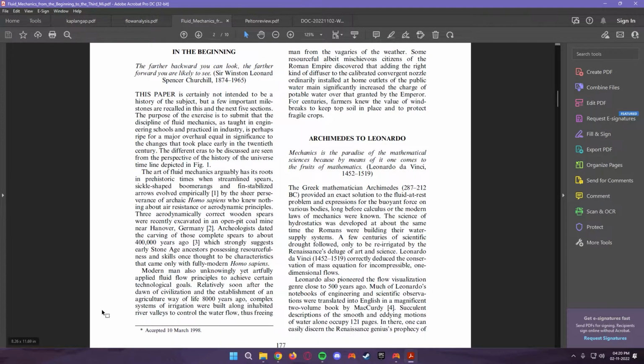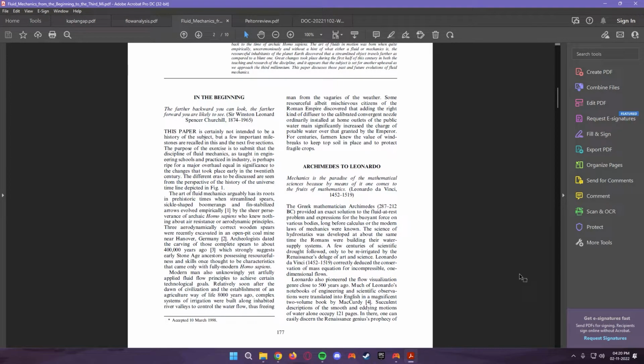The art of fluid mechanics arguably has its roots in prehistoric times, when streamlined spears, sickle-shaped boomerangs, and fin-stabilized arrows evolved empirically. Here modern man also unknowingly yet artfully applied fluid flow principles to achieve certain technological goals. Now, for centuries, farmers knew the value of windbreaks to keep the topsoil in place and to protect fragile crops. This is basically an application of fluid mechanics.